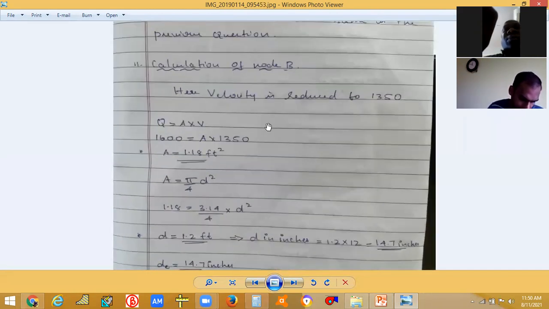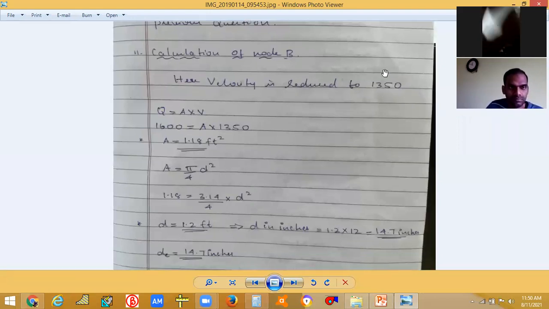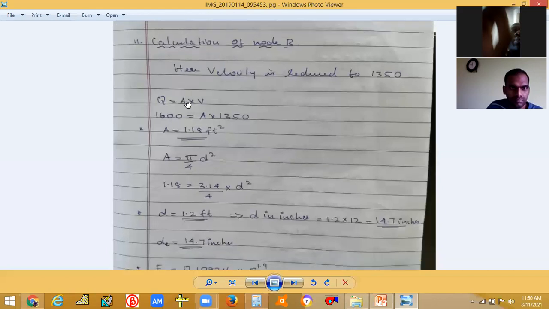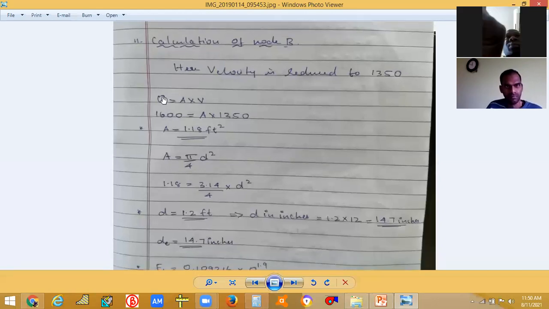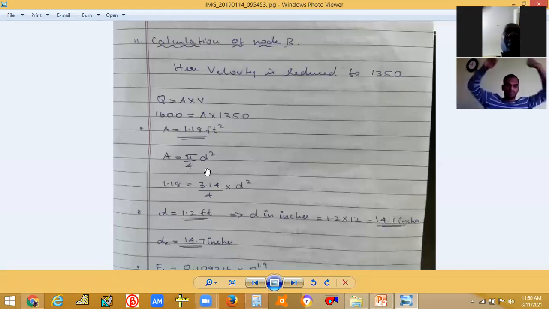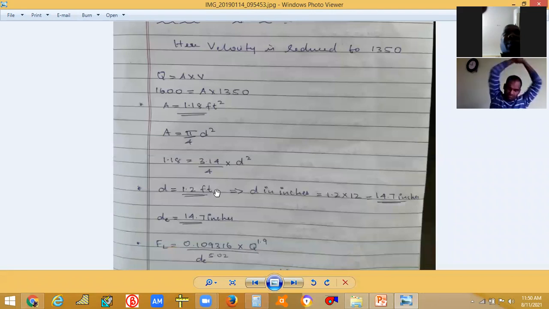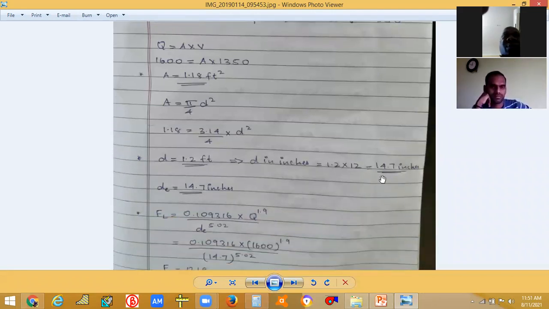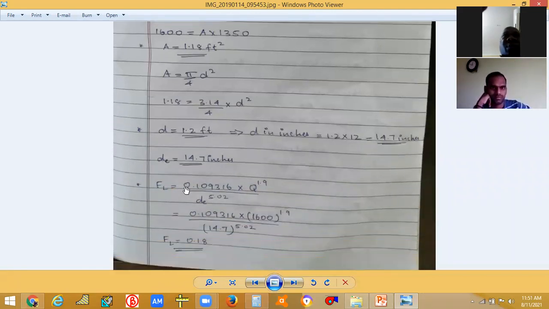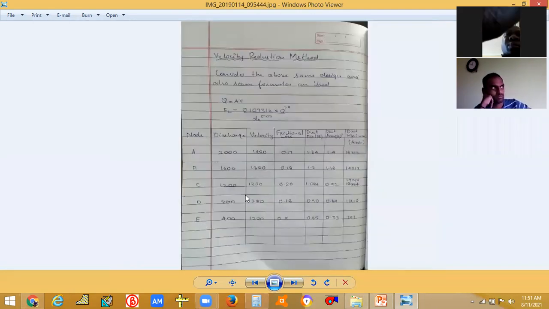Now calculation at node B, here velocity is reduced to 1350. That we are assuming and we are reducing it. So equate in this formula. You know Q and you know V, and you will be getting area. When you get area, you will be getting diameter in feet. When you get diameter in feet, you can convert it into inches. When you get it in inches, equate in this FL formula and you could get the frictional loss and substitute it in this.